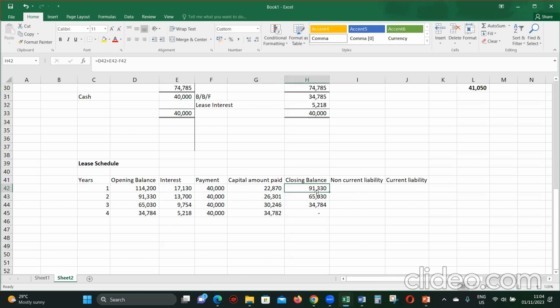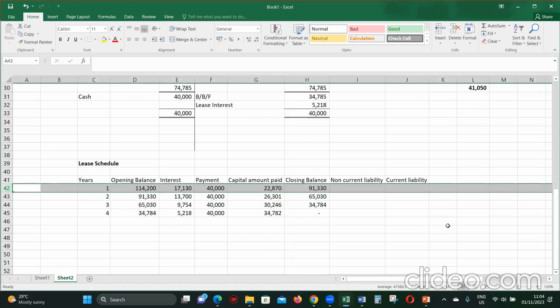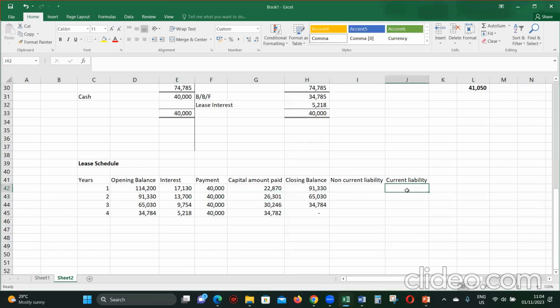At the end of the first year, your total liability was 91,330. But in the second year, out of that, you will be paying 26,301. So now think about this. At the end of the first year, what is your current liability? What would be the lease capital you will be paying during the next 12 months? That is 26,301. If the total liability is 91,330 and your current liability is 26,301, your non-current liability would be the difference between these two, 61,029. Same goes for the second year.